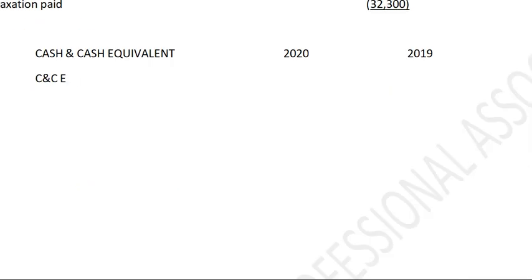So under 2020, you will put 0. For 2019, you also put 0. Then you do cash and cash equivalent under the current liability.